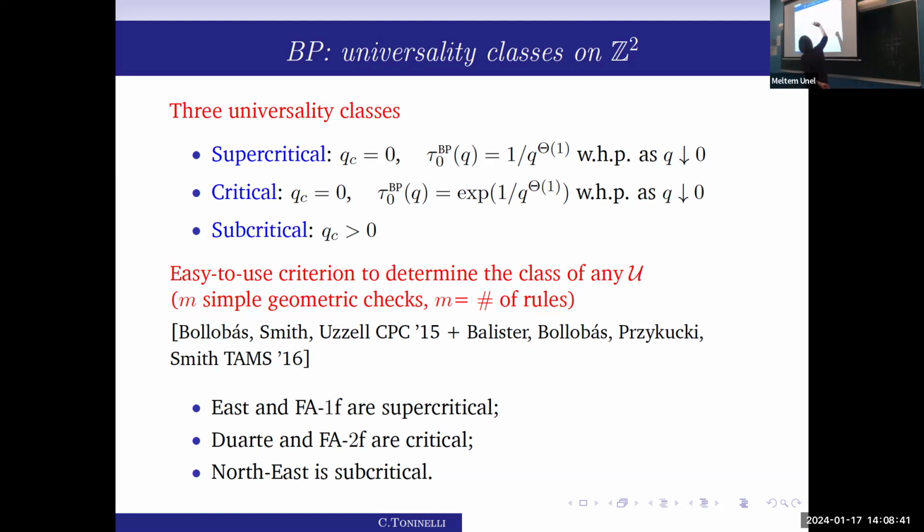So first of all, inside the critical class, what changes? There are other subclasses which correspond to different values of this exponent. This exponent has a meaning. We will see it in a second.